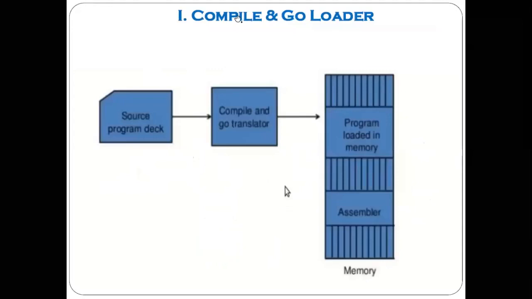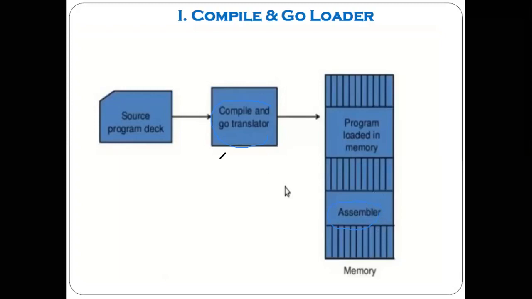So this is our first type of loader, which we have already discussed, that is called a compile and go loader. Now in case of this loader, the assembler itself is considered as a loader, or the translator itself is considered as a loader. That's why you can see here this particular source program is converted by the compile and go translator, and then it is being loaded into the memory. Here you can see the assembler itself is a part of the memory, because a lot of memory gets utilized for the assembler itself. As you can see, the assembler is a part of the main memory.